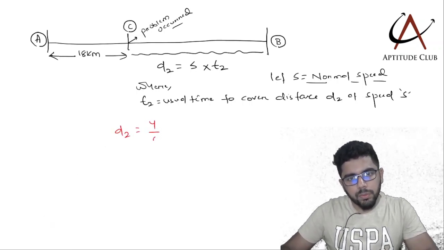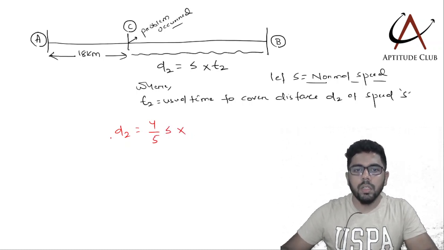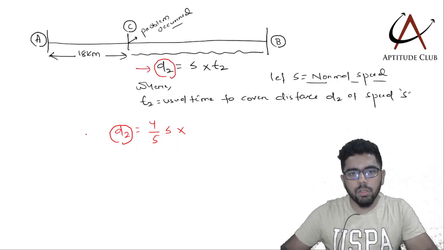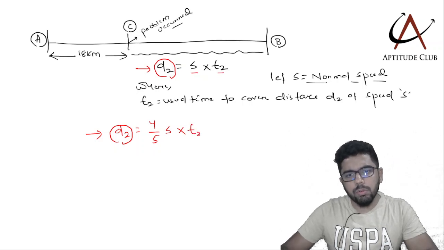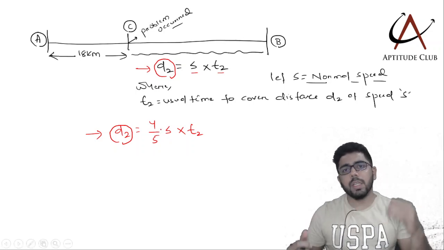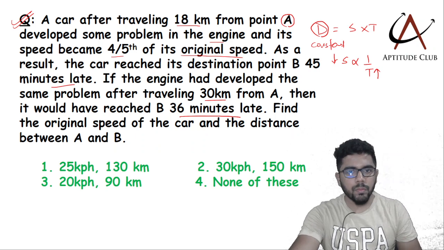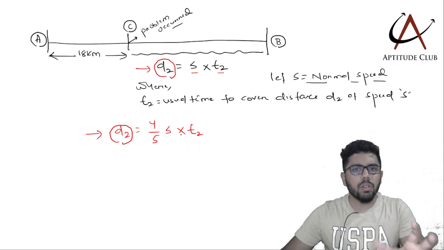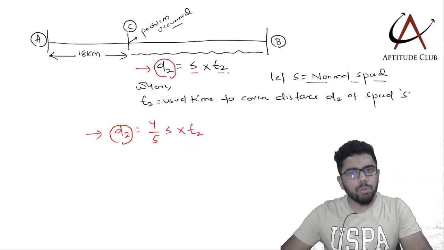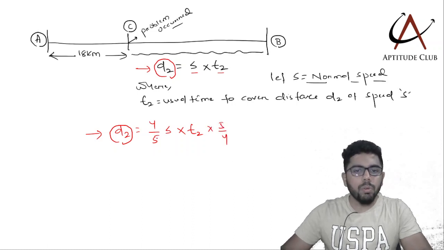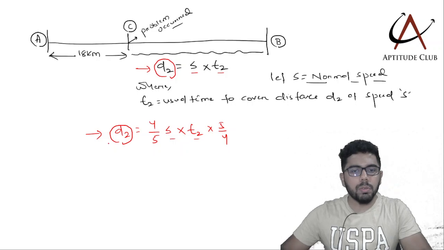the speed of the car became 4 by 5 times. D2 being constant, compare these two equations. Here I have D2, here also I have D2. LHS is the same. RHS is S into T2, here also I'll have S into T2. But I am multiplying 4 by 5 to the speed because speed has reduced, became 4/5 of itself, given in the question as 4/5 of its original speed. So I have to do something with time, or else this equation cannot be balanced, because D2 is S into T2. So if I am multiplying 4 by 5 in S, I need to multiply its reciprocal here, only then can it be balanced.